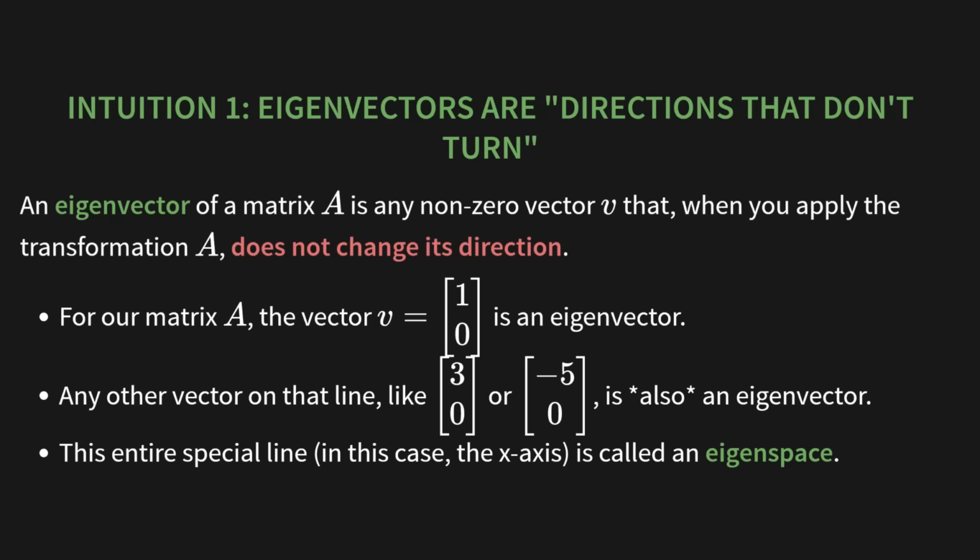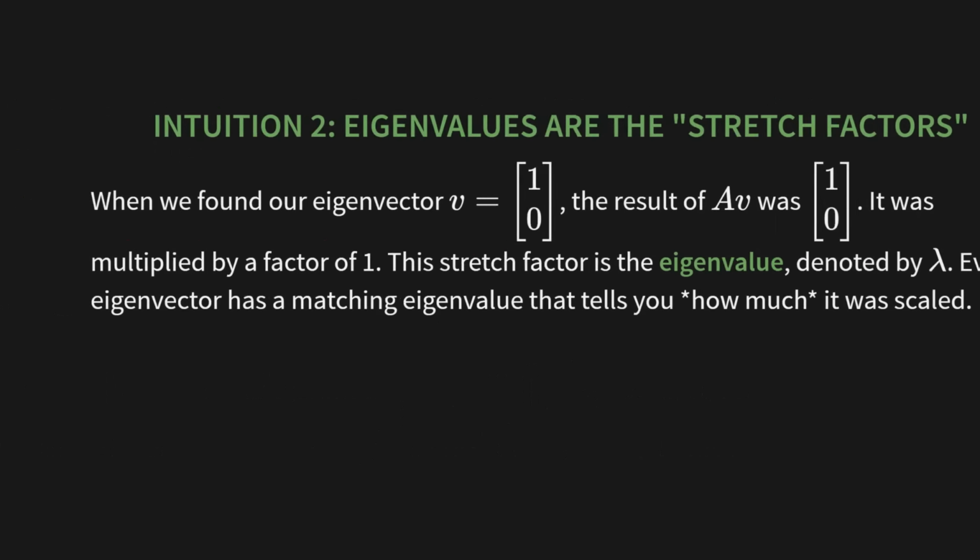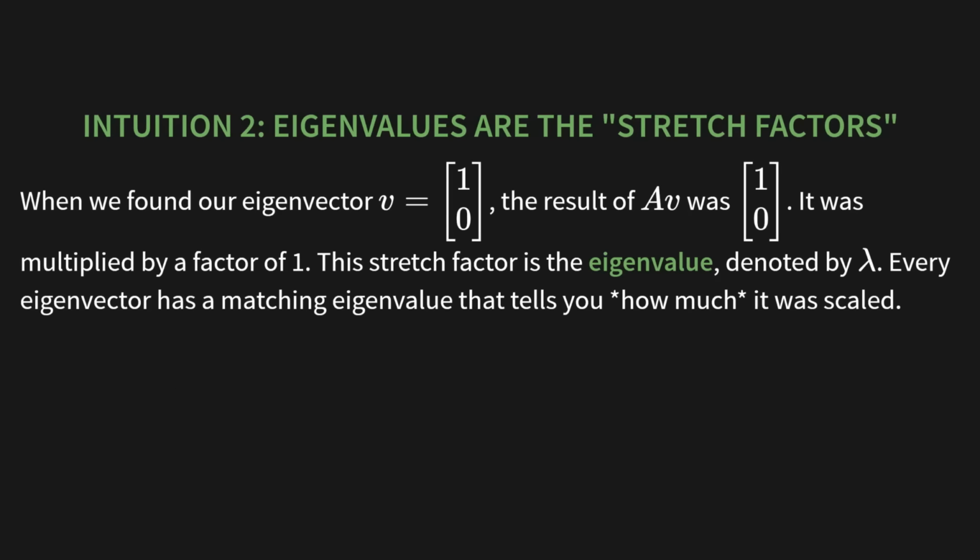Okay, that's the direction. Now for intuition number 2. Eigenvalues are the stretch factors. When we found our eigenvector v = [1, 0], the result of Av was [1, 0]. How much was it stretched?